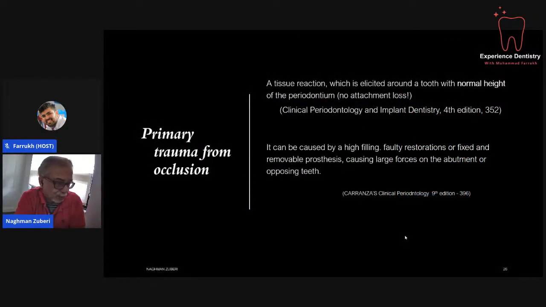Primary trauma from occlusion: if the tooth is healthy, with no periodontal involvement and no microorganisms present in the sulcus, everything is good. But if a recent high filling, a faulty restoration, a new fixed or removable prosthesis is there, or maybe some hard object in the food, it will lead to primary trauma from occlusion.